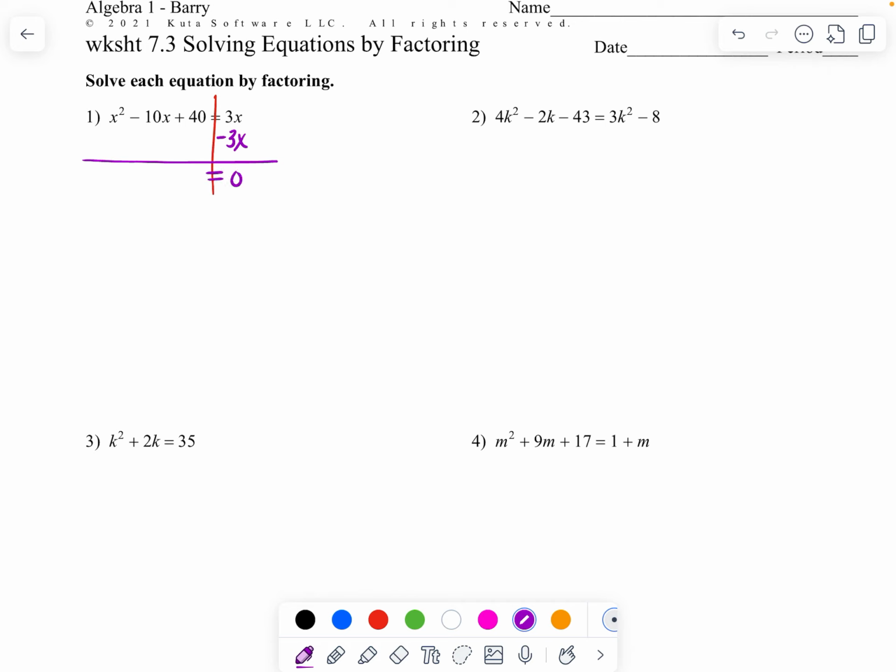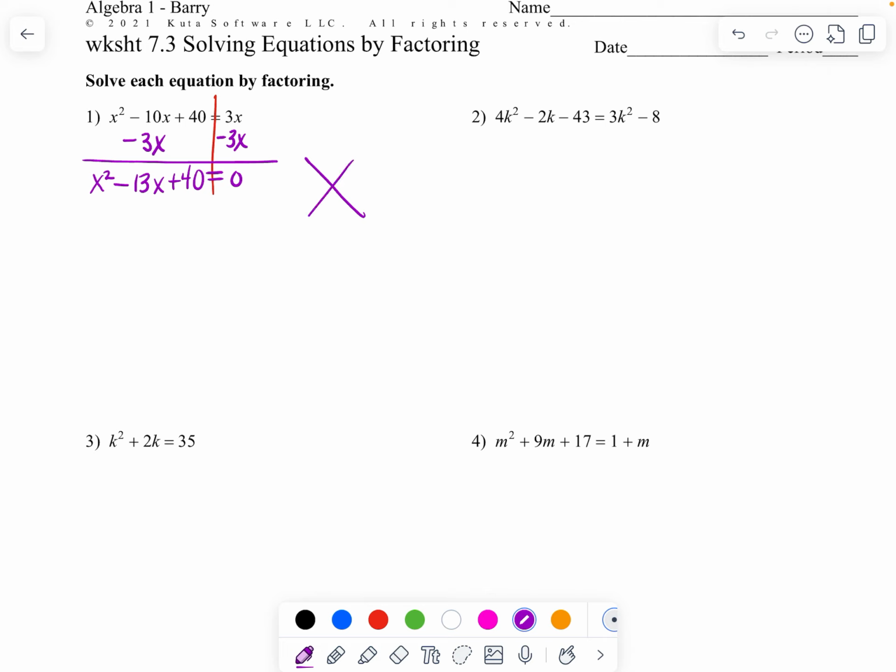But you have to do the same thing on both sides of the equal sign. So instead of subtracting 3x directly under the 40, I'm going to subtract 3x under the negative 10x because it is a like term with the negative 10x. So if I add up my columns, I get x squared, negative 10 minus 3 is negative 13x plus 40 equals 0. So again, the only difference from 7.2 is sometimes the other side of the equal sign has something besides a constant. So make sure to line it under what it is like.